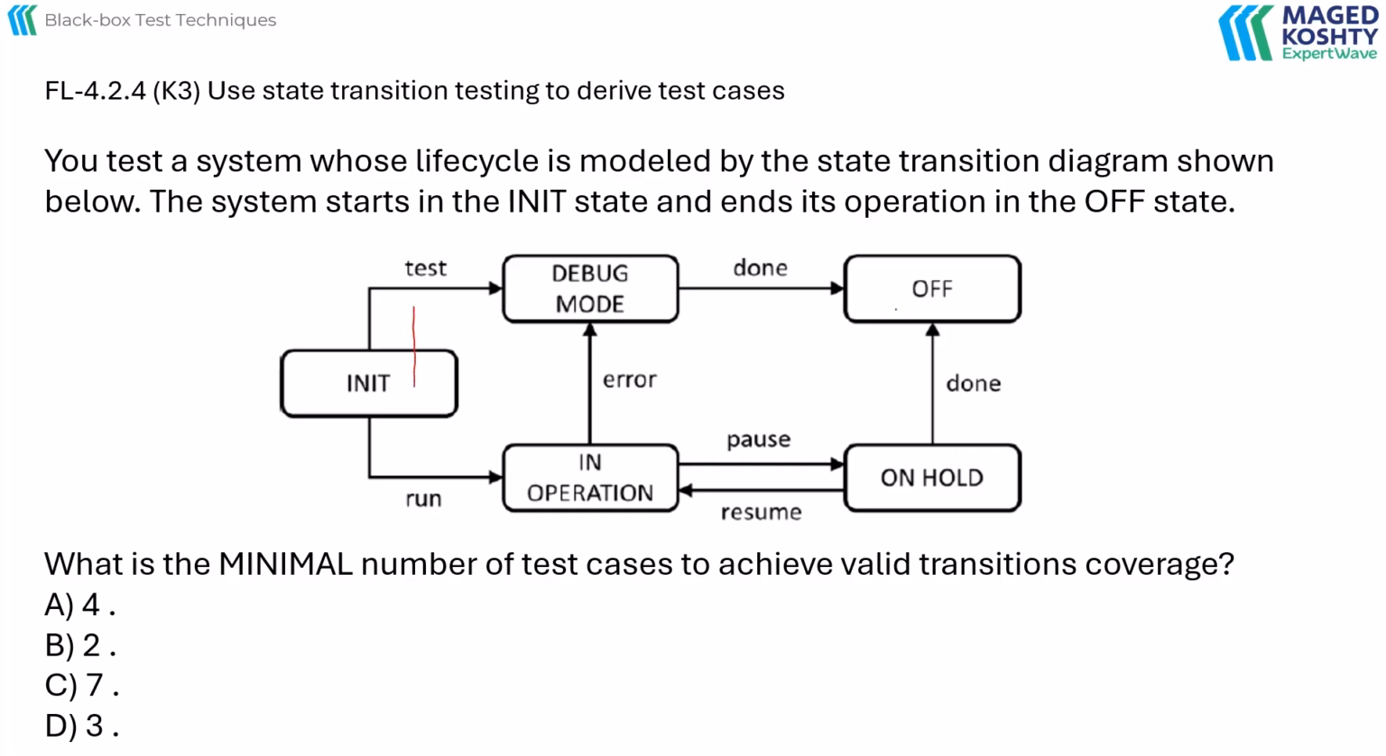Test case 1: test, done. Test case 2: run, error, done. Test case 3: run, pause, resume, pause, done. 3 test cases are needed to achieve full valid transition coverage. Correct answer is D.